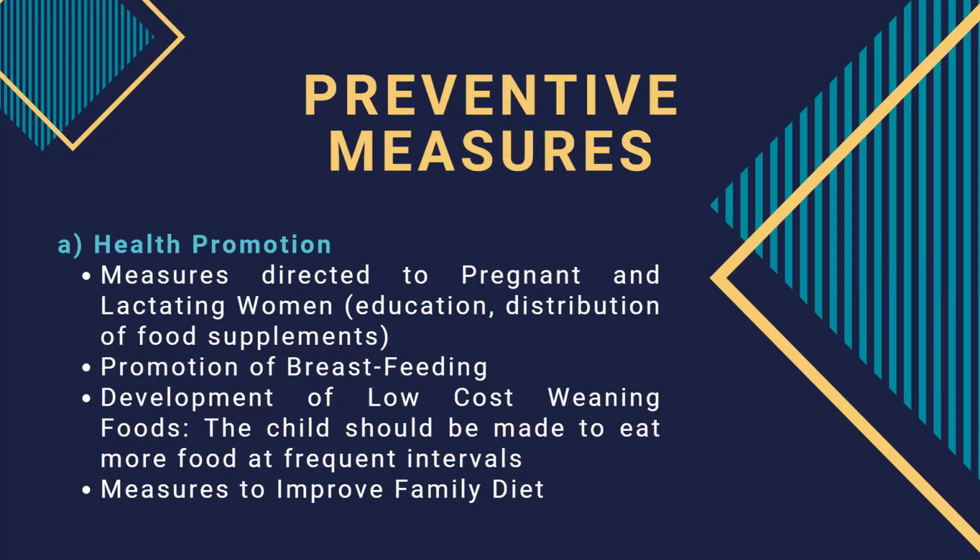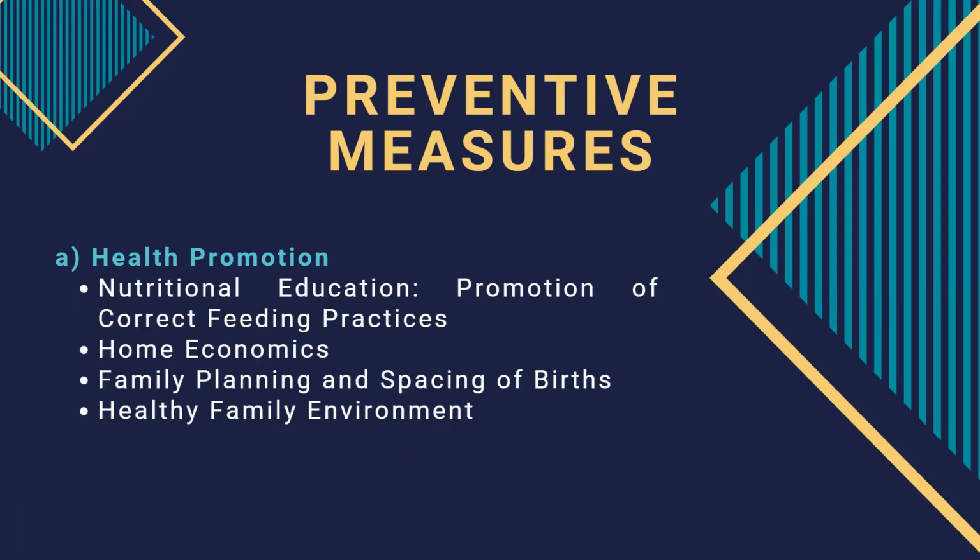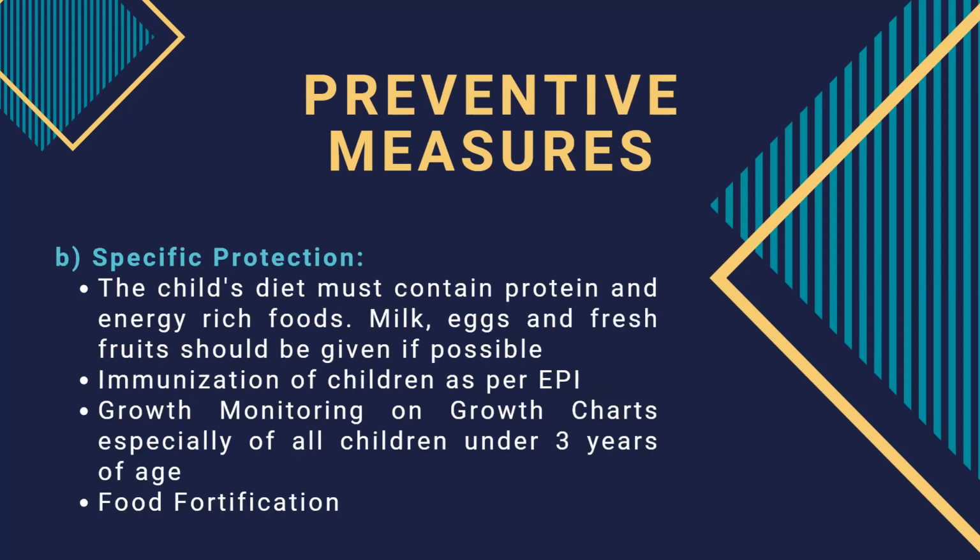Preventive measures. Number 1, health promotion. Measures directed to pregnant and lactating women, education and distribution of food supplements, promotion of breastfeeding, development of low-cost weaning foods. The child should be made to eat more food at frequent intervals. Measures to improve family diet. Nutritional education, promotion of correct feeding practices, home economics, family planning and spacing of births, and healthy family environment.